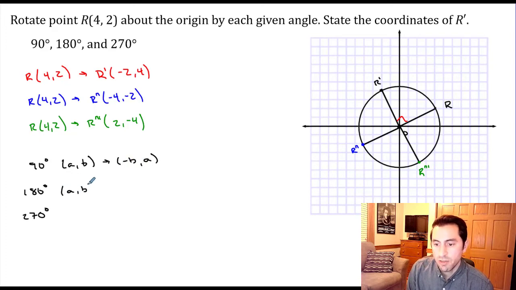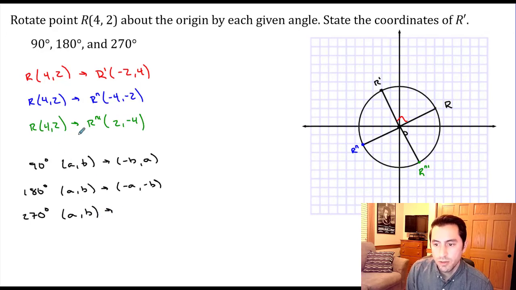For the rotation of 180 degrees, we take a look. So the 4 and the 2 stayed in the same positions, but now they're both negative. So A and B will stay in the same spots, but we're going to add negative signs to both of them.